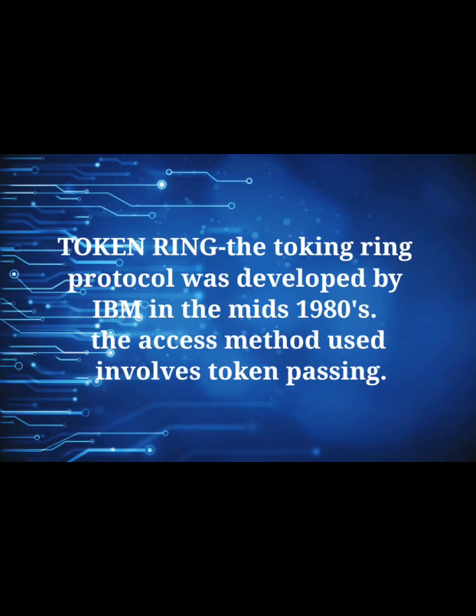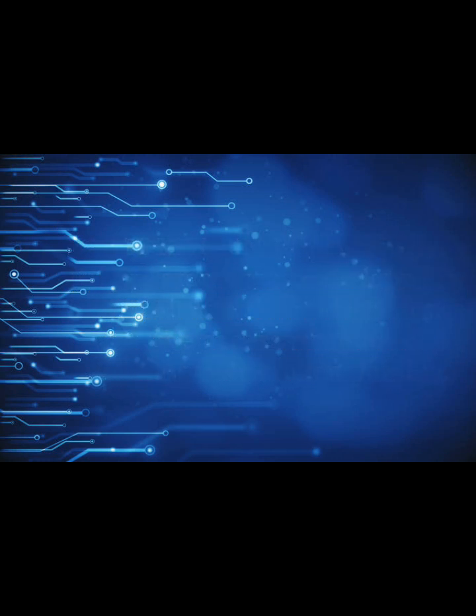Second is the token ring. The token ring protocol was developed by IBM in the mid-1980s. The access method used involves token passing. In the token ring, the computers are connected so that the signal travels around the network from one computer to another in a logical ring.